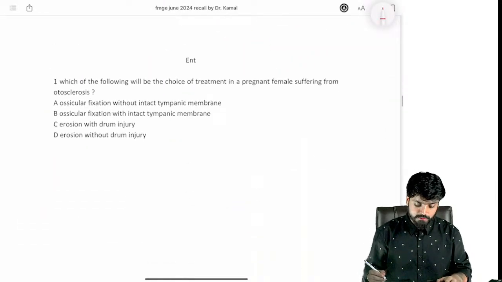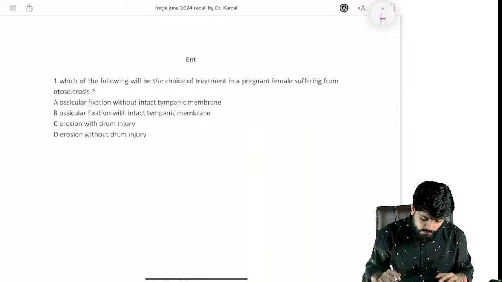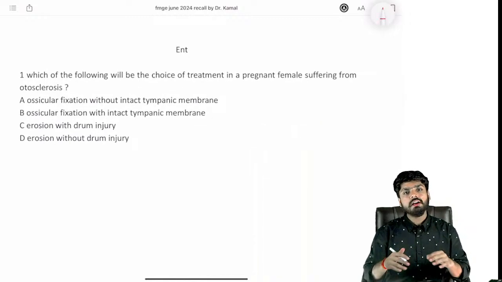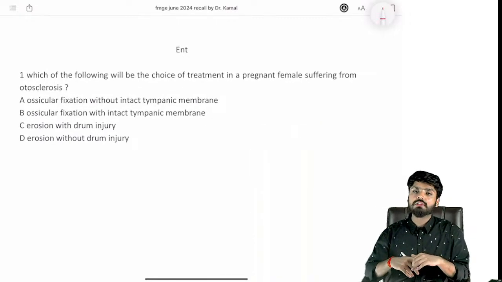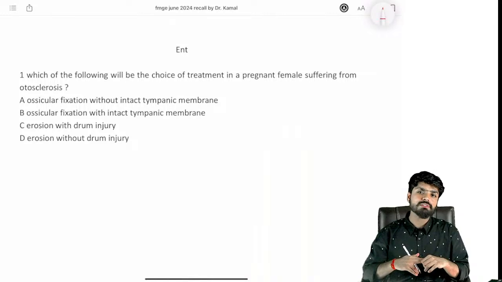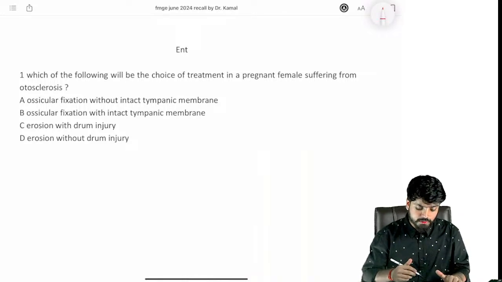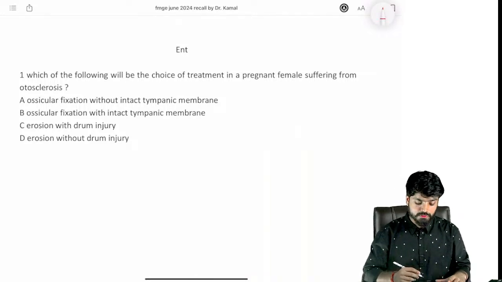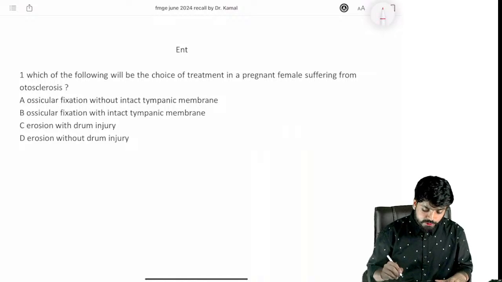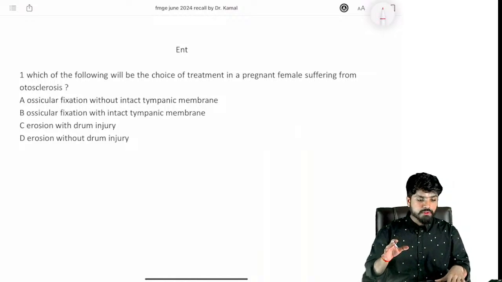Moving on to the next. So now we come to ENT. According to me, ENT was on the easier side. ENT and biochemistry were on the easier side because not many questions were there. But this specific question was framed in a different way.